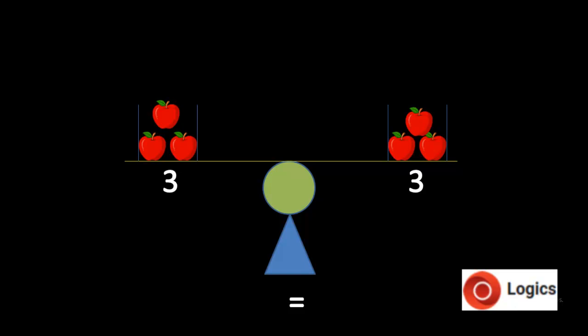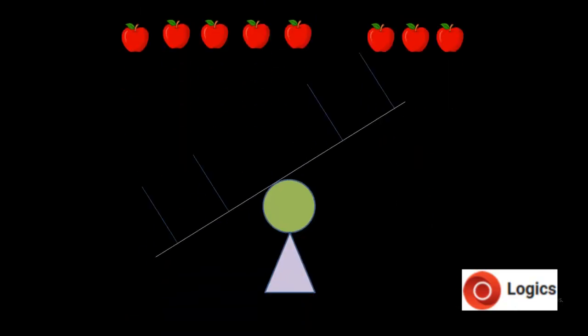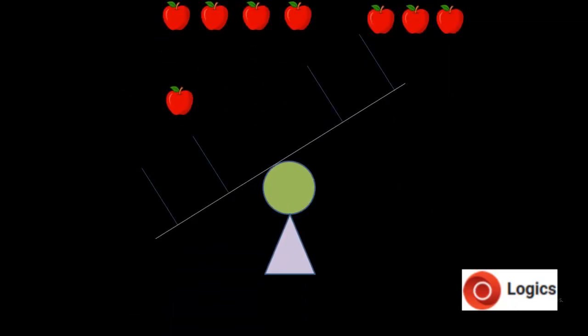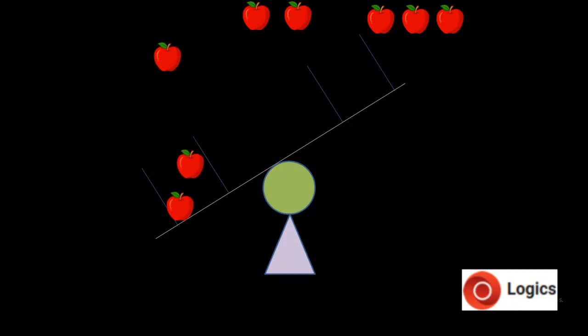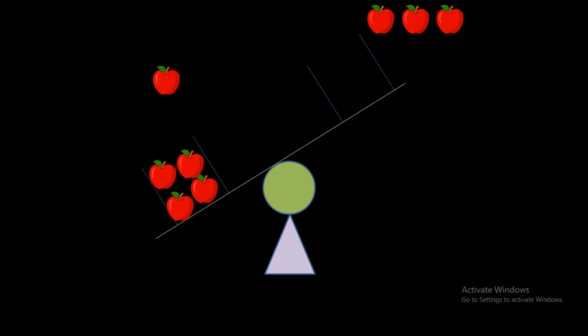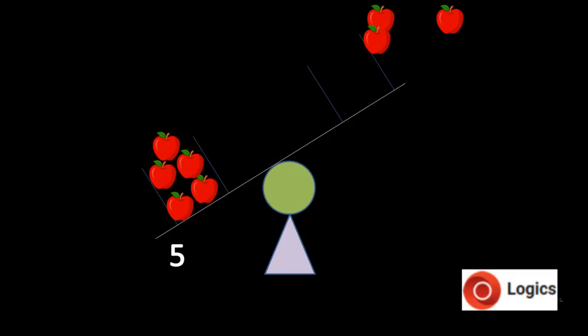Now let us take one simple example, and we will frame one equation using this example. Now, let us take 8 apples. In the first box, let us take 5 apples. And in the second box, let us take 3 apples.